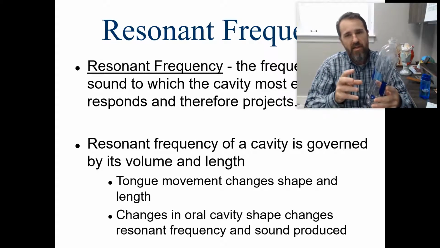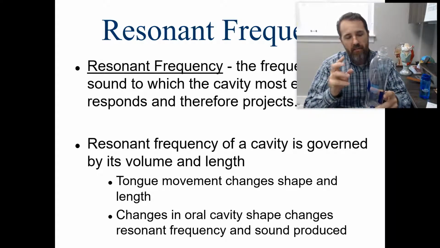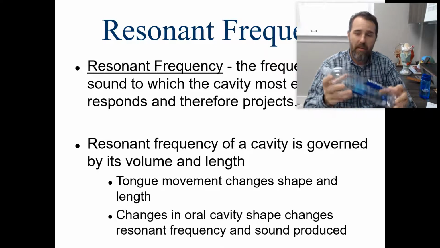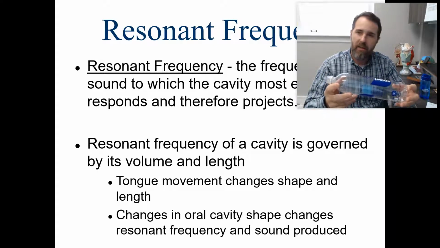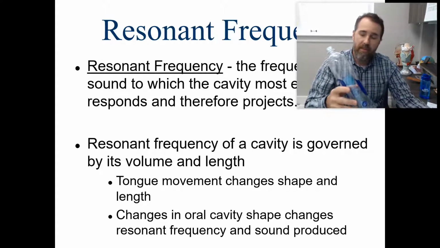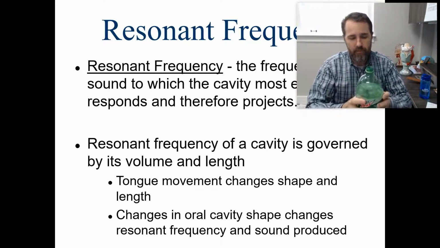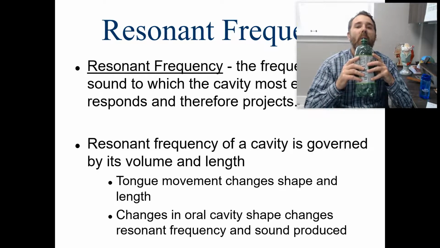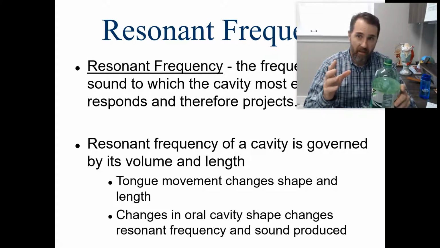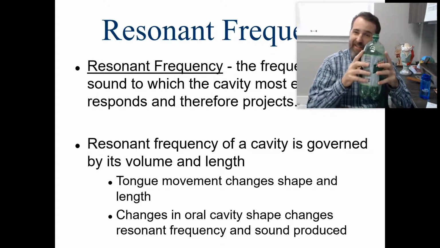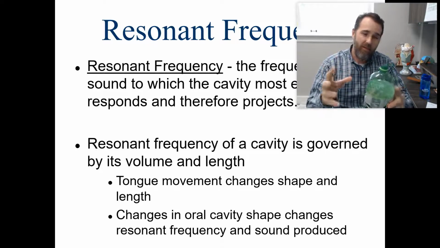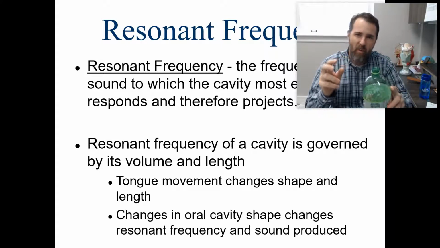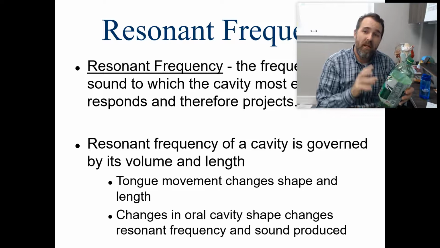So if resonant frequency, the frequency to which a container best resonates, is determined by the volume and length of a container, then I should be able to get another container and it should have a different resonant frequency. And it does. So what you hear is I have a larger container, therefore it is selecting out of that raw white noise a lower pitch to project.